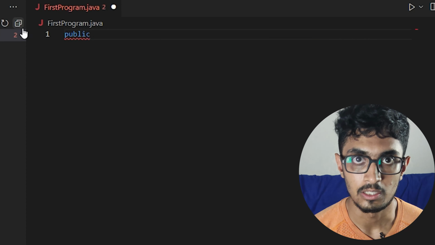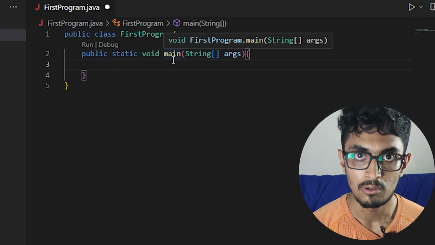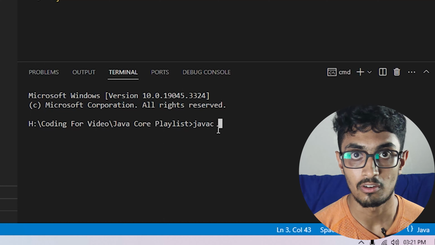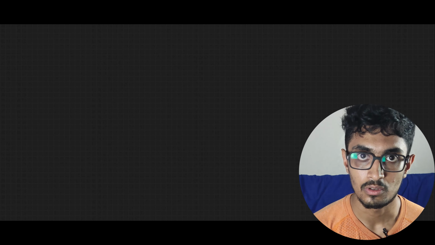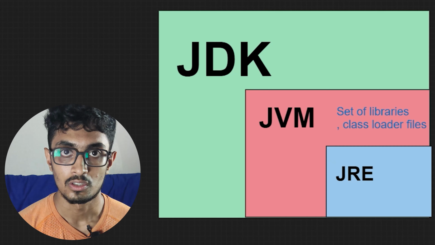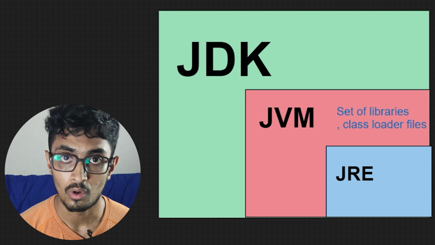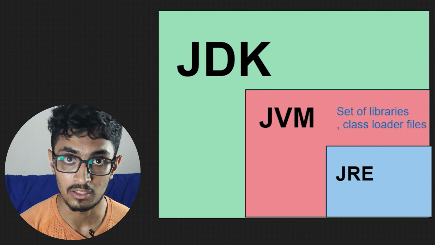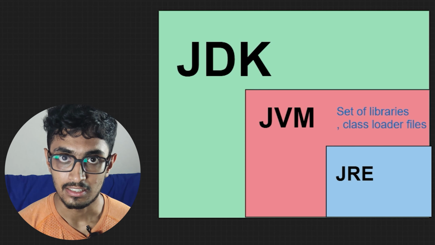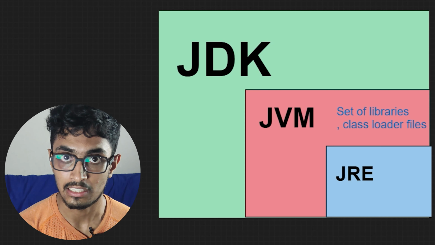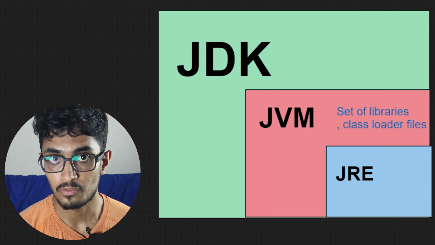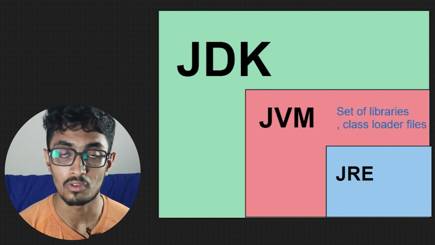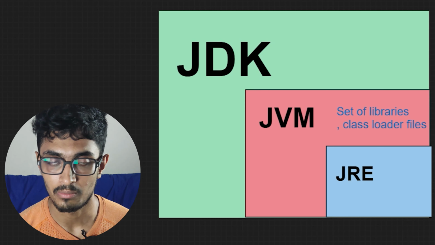So in the previous video, we learned about how we can set up our environment and run our first Java program in our system. But we didn't tell you about one thing, which is how Java code actually runs. To understand it, you have to know how a JDK is built. Inside the JDK, there are more tools like JVM and JRE. JVM stands for Java Virtual Machine and JRE stands for Java Runtime Environment.